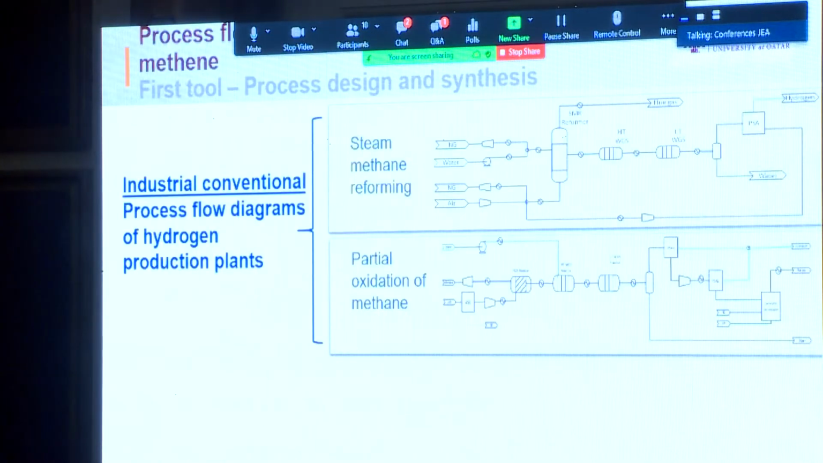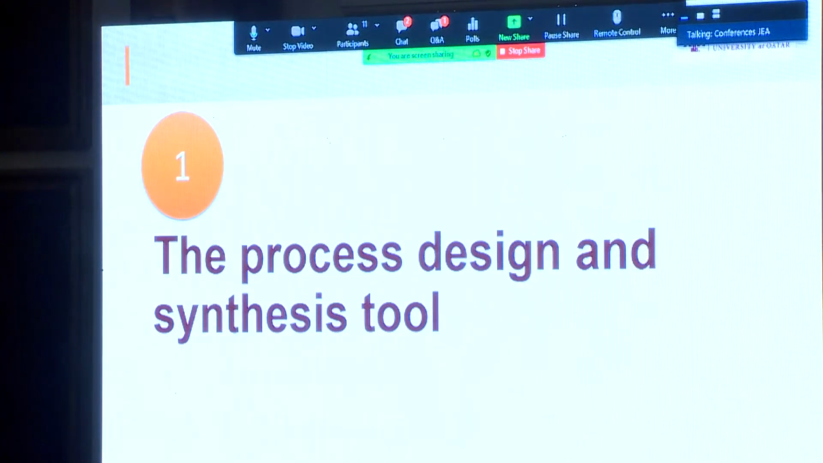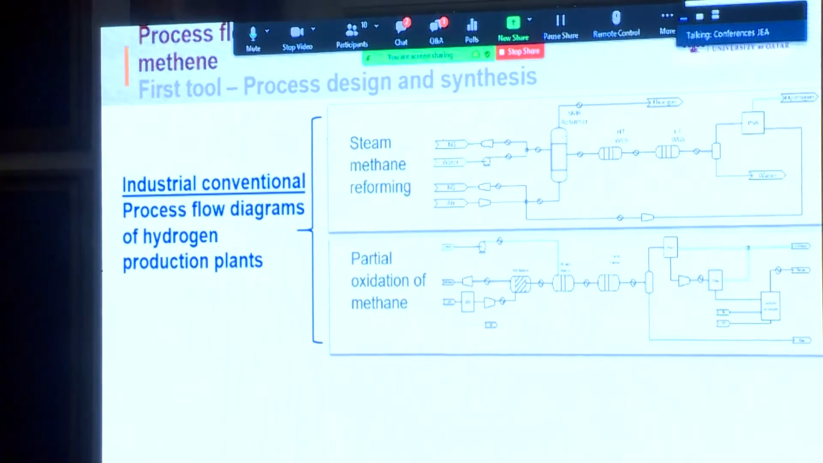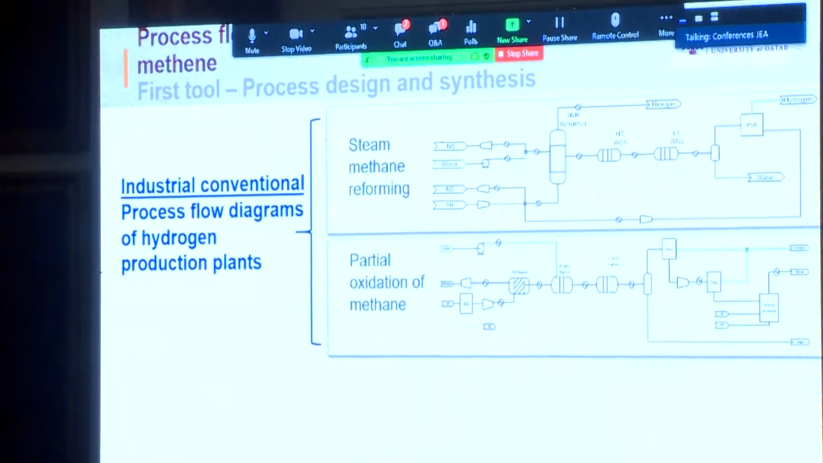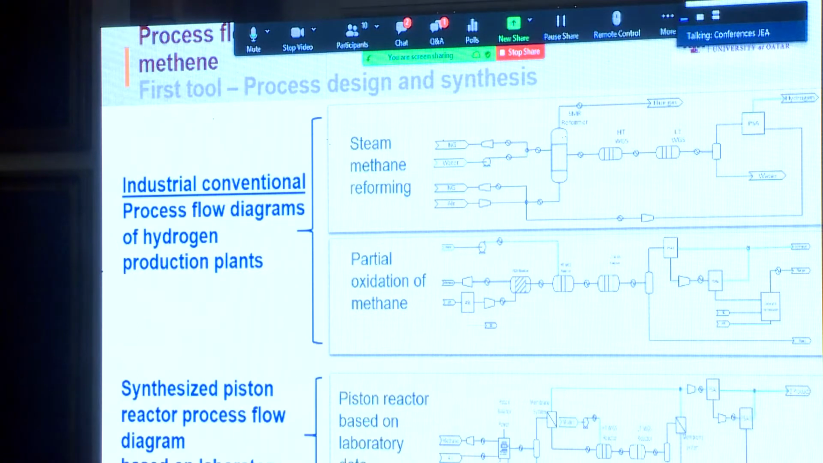So the first tool is the process design and synthesis. What synthesis means is we synthesize processes that don't exist, not molecules, but processes. So if I take methane reforming, which is a very well-established and mature technology, these are the two ways of producing hydrogen from methane. You either go via steam methane reforming or partial oxidation. So what we did, we took data from the literature for the piston reactor, and based on that data, we constructed a flow sheet. And then we tried to compare the processes.